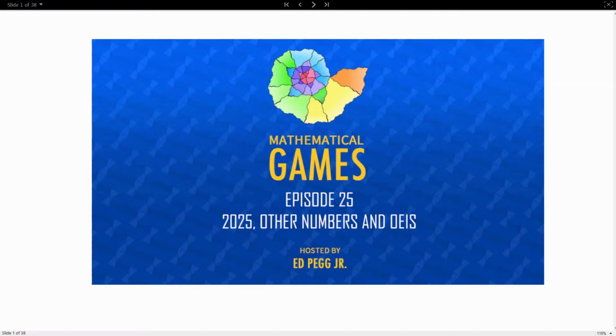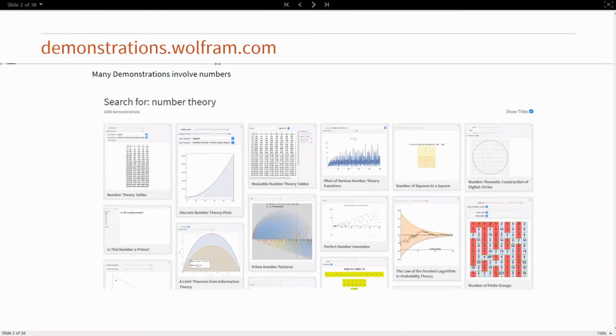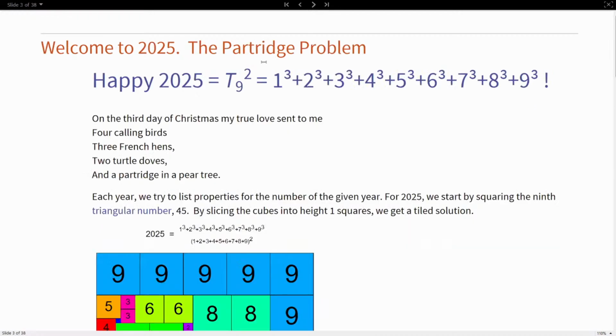And one thing he did frequently was look at a particular year or number and find out interesting properties for it. And we have many demonstrations that go into detail about various types of numbers. And I'll be showing some of those today. So let's start with 2025. We happen to be in this year.